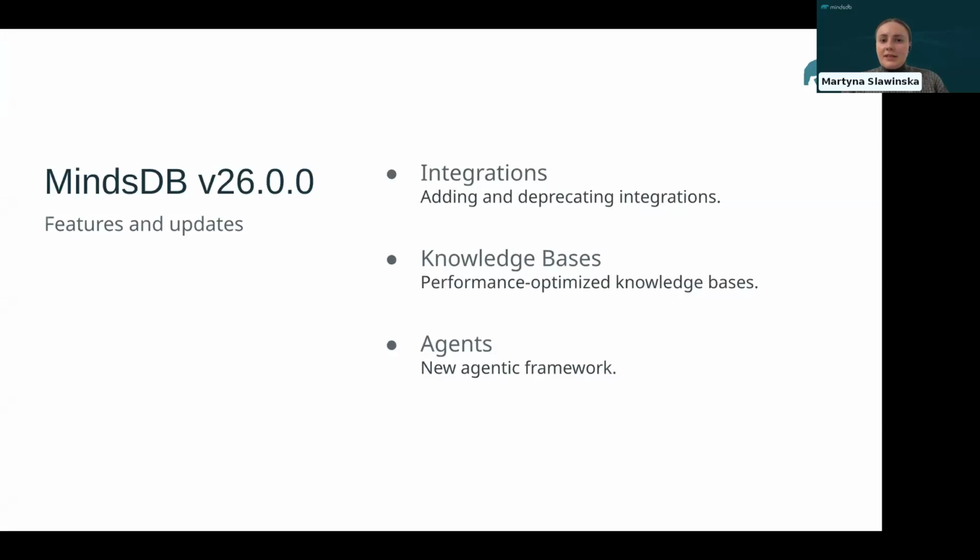Starting with MindsDB v26, it was mentioned briefly in the last community call what's included. There are three major items: integrations, where some new ones have been added and some deprecated; knowledge bases, with some features optimizing performance of the existing knowledge bases; and agents, which have completely changed. Specifically, the agentic framework has changed from LangChain to Pydantic.